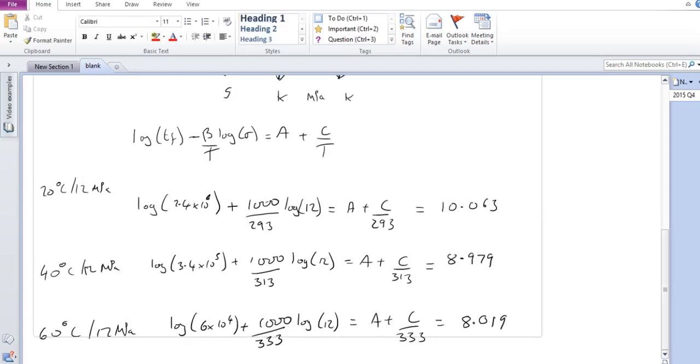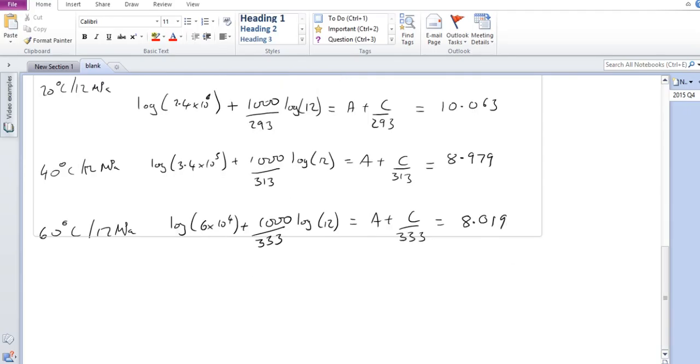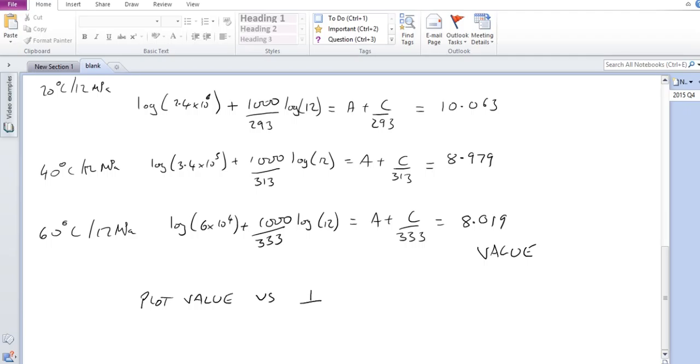Let's just call this the value. So what we could then do is plot the value versus 1 over t. And what we should get is a straight line with the gradient equal to C and the intercept equal to A.